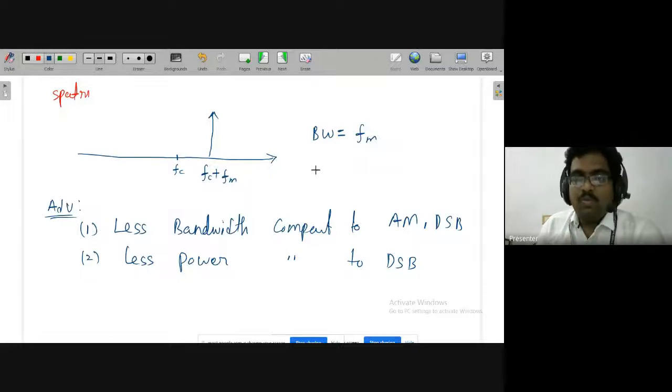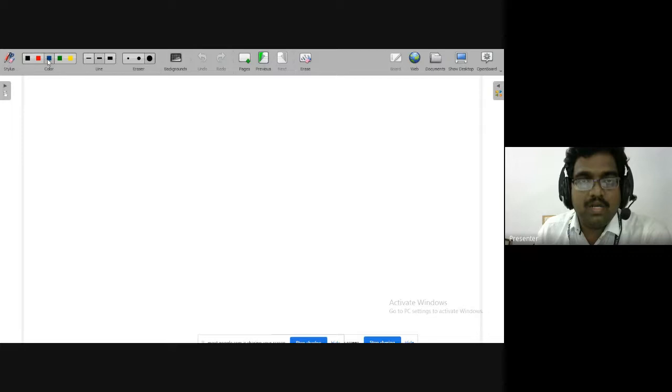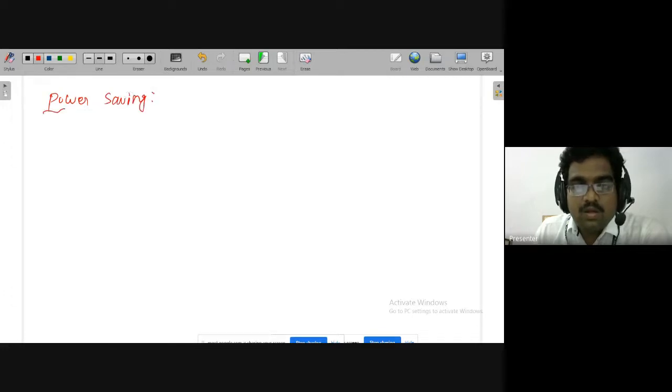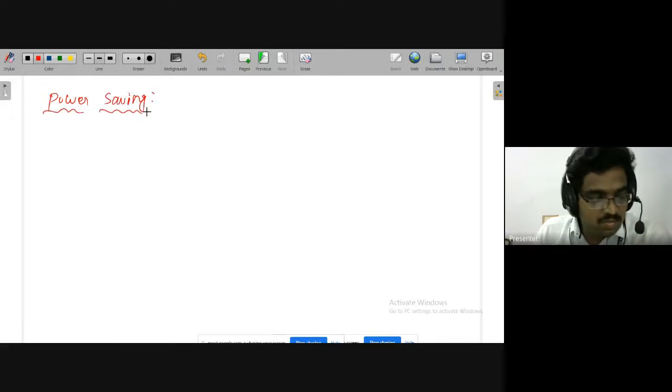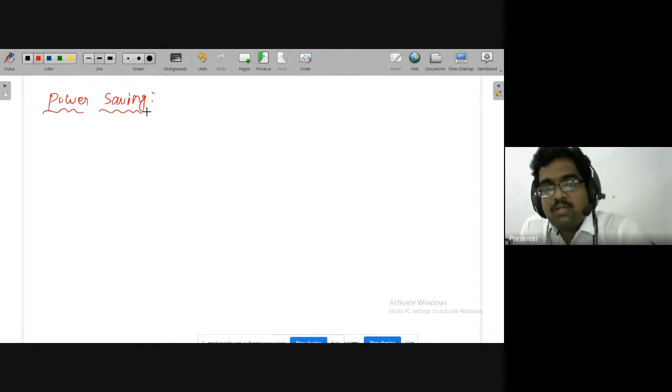Now we will define one parameter, that is power saving. This term power saving is always with respect to the AM system. Why? Because in AM we are using carrier, upper sideband and lower sideband. That means we are utilizing more power.